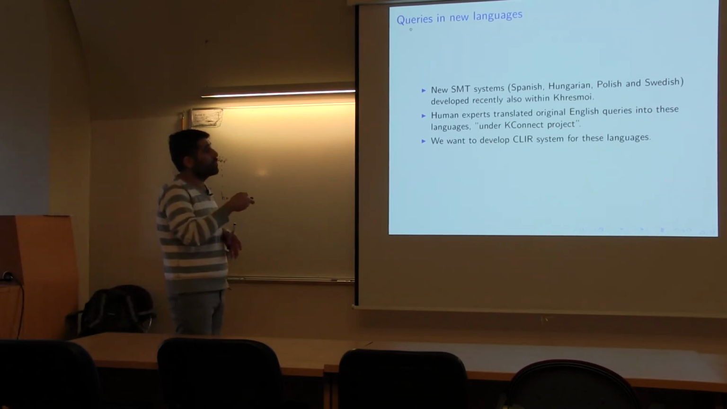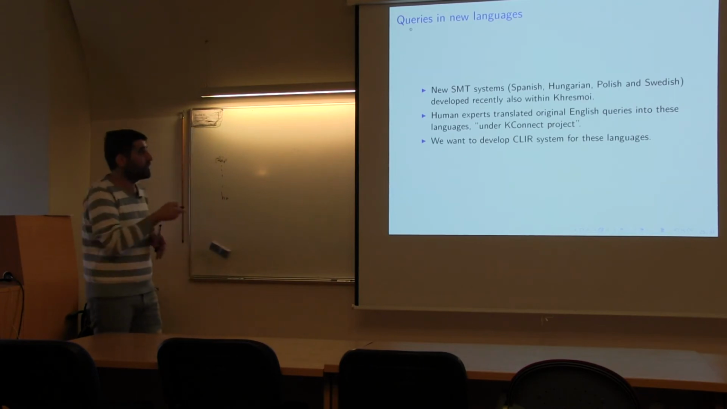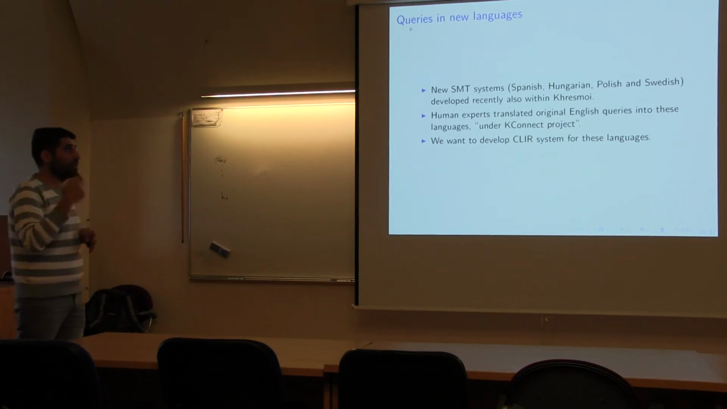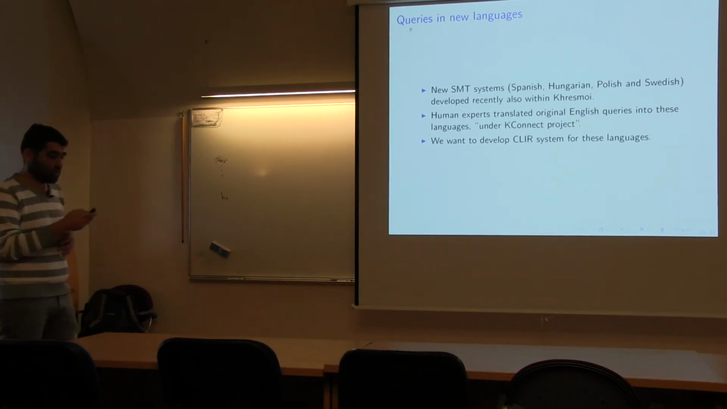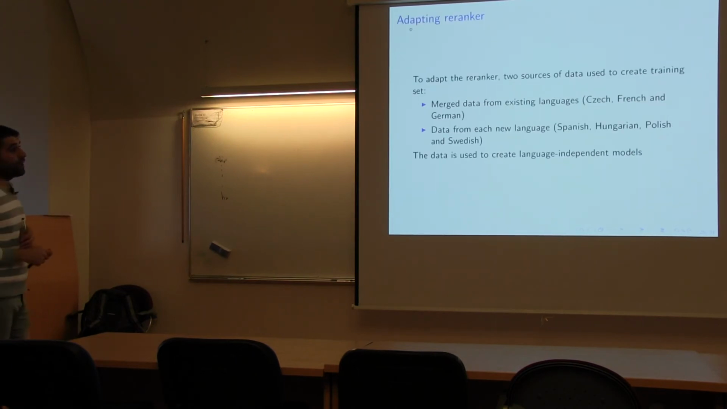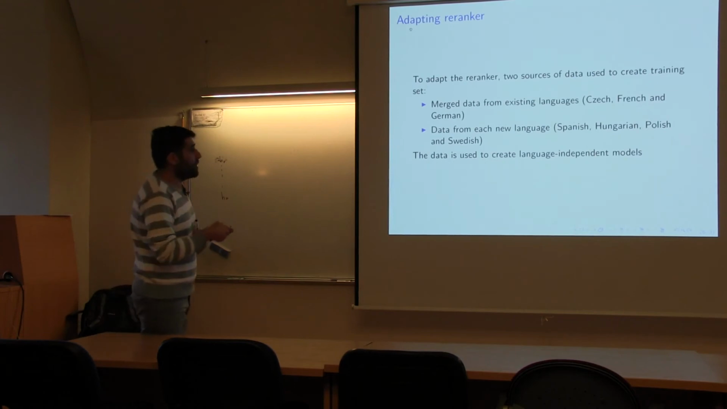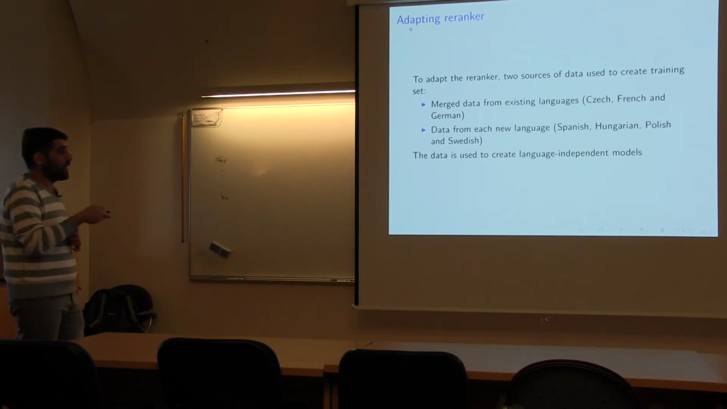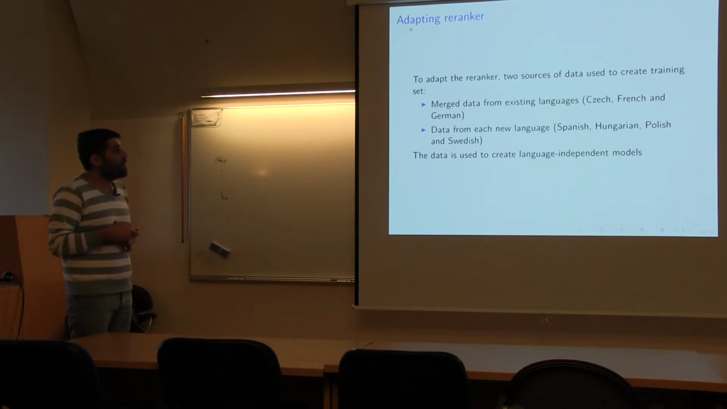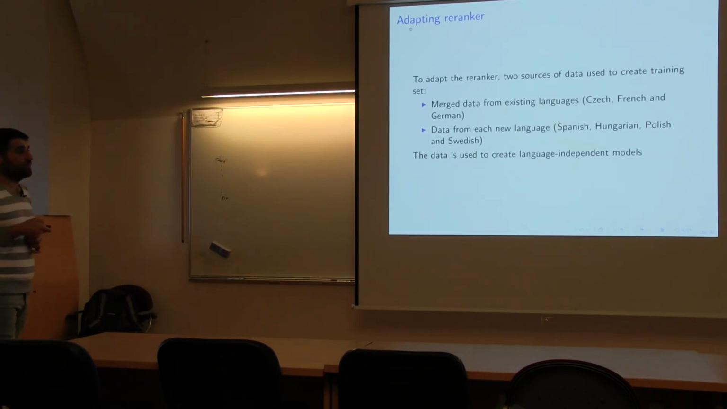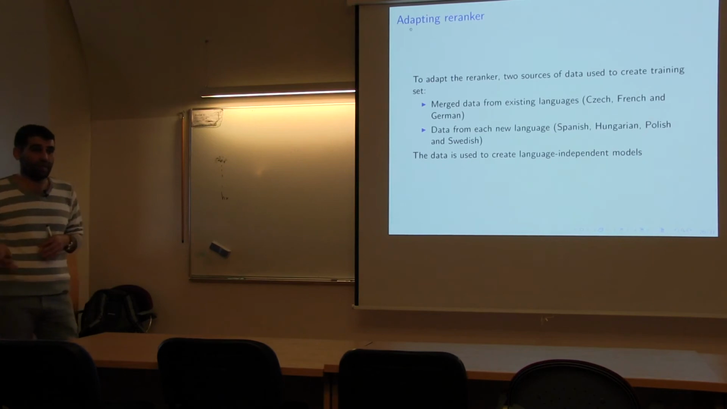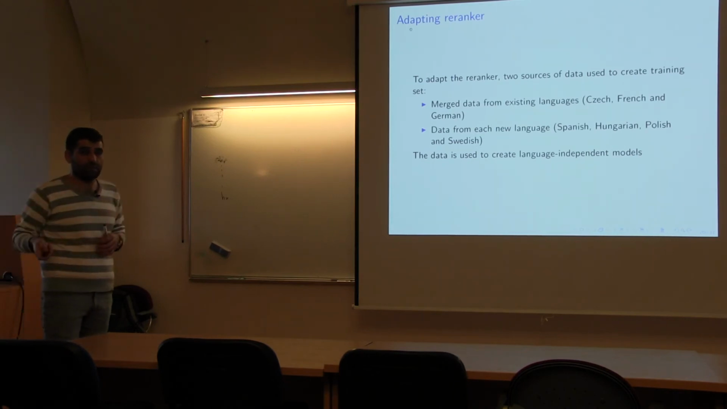So first we translated all the original English queries into these languages, and then we started to check if our reranker can do the same with these languages or not. First, we merged the data from old languages, Czech, French, and German, and also we added data from these languages. What was challenging here is that for these languages, after we ran all of our experiments, we asked medical experts to do the assessment. So these languages were fully assessed.